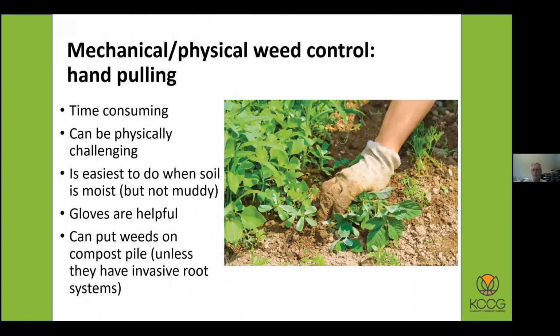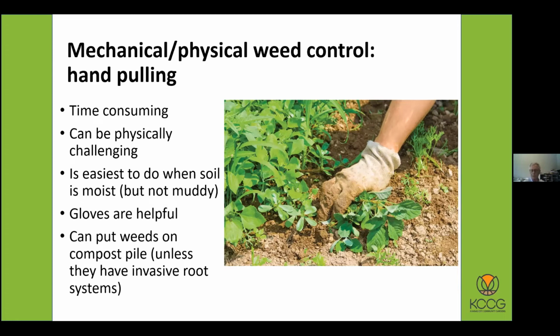All right. This is probably one of the mechanical, physical weed controls that most people are familiar with. It's where you pull weeds by hand. It can be very time consuming, can be physically challenging. This is what people hate doing. So that's why you want to control weeds when they're small, either by preventing them from starting by using mulch, which we'll talk about here in a minute, or just hoeing them when they're very, very small. Once weeds get too big, they're hard to even hoe out, so they require pulling by hand.